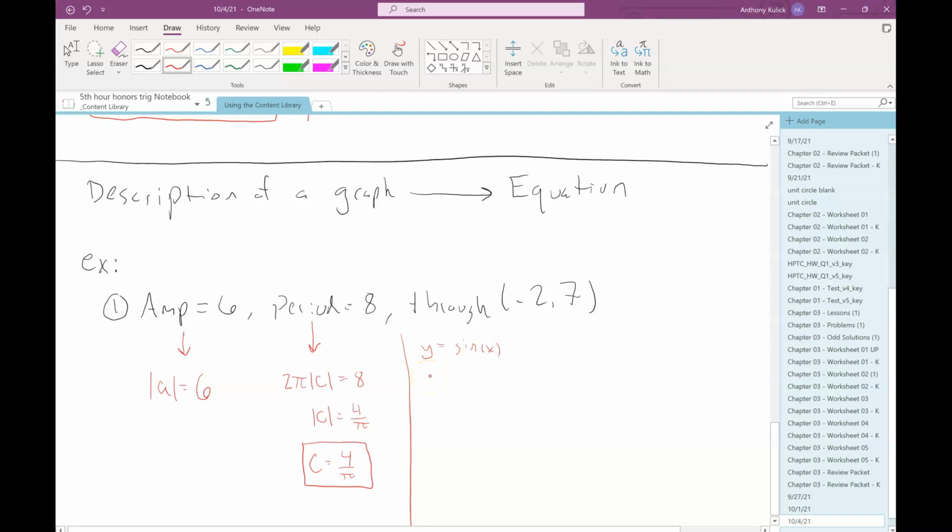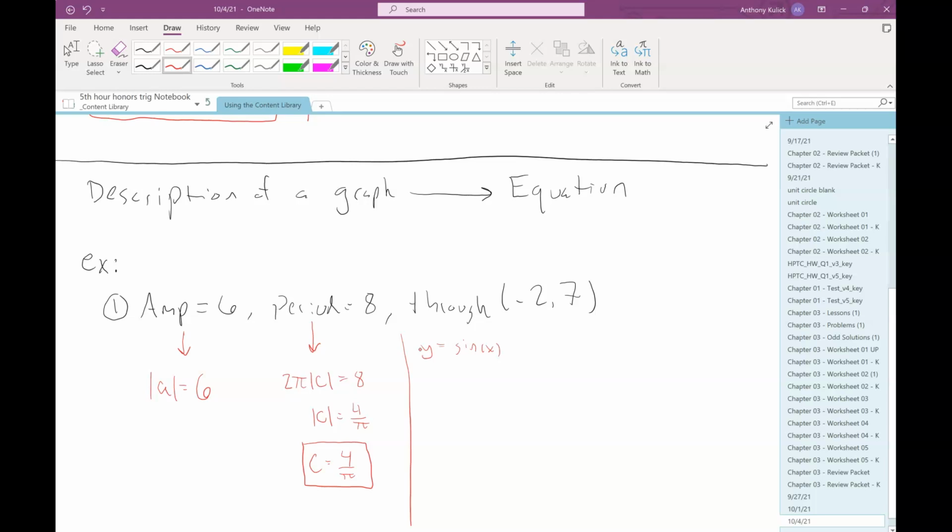So the point from the parent function, okay, first of all, do we know anything about this point (-2, 7)? Do we know where that occurs in the graph? Like, is it a max? Is it a min? Is it on the midline? We don't know any of that. Right? So it could be at any of those locations.